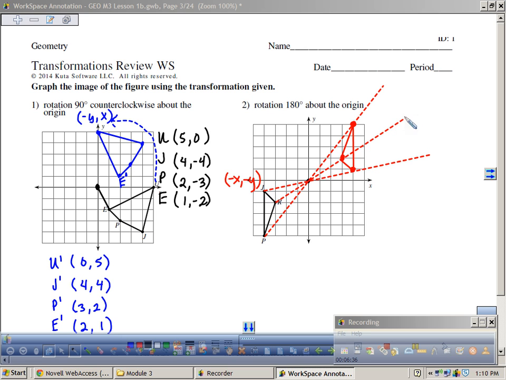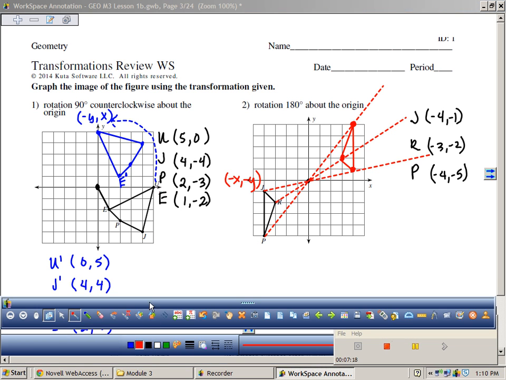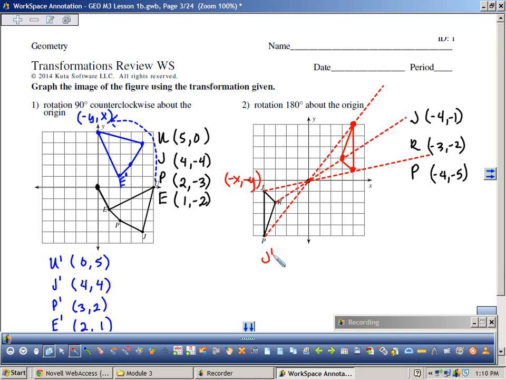This is JRP. What's J? What are the coordinates of J? -4, -1. What are the coordinates for R? -3, -2. What are the coordinates for P? -4, -5. I'm a visual person. I like it this way. But you can do it the other way as well. Whatever works for you. All right, so J prime, R prime, P prime.